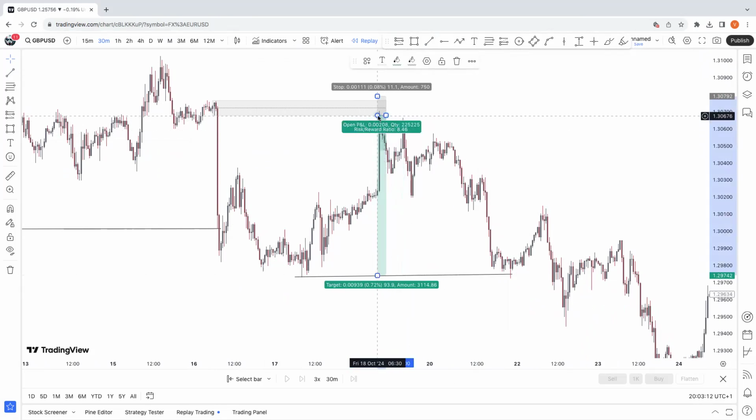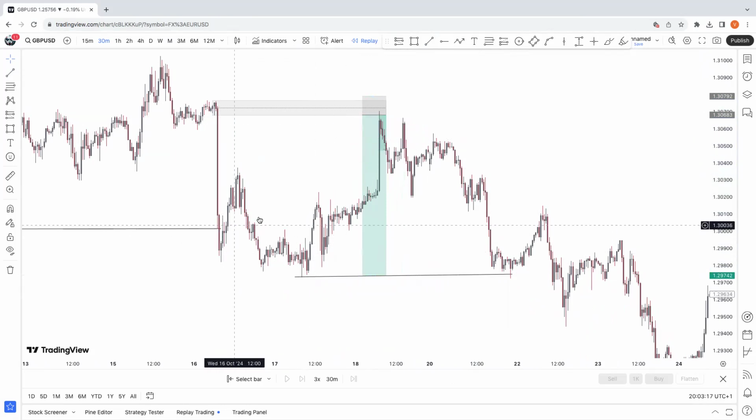Now, we don't just hold the trade. Since we've already confirmed that price has changed character here, it means every opportunity that the market gives us, while it's yet to take out this low, we'll be taking them.